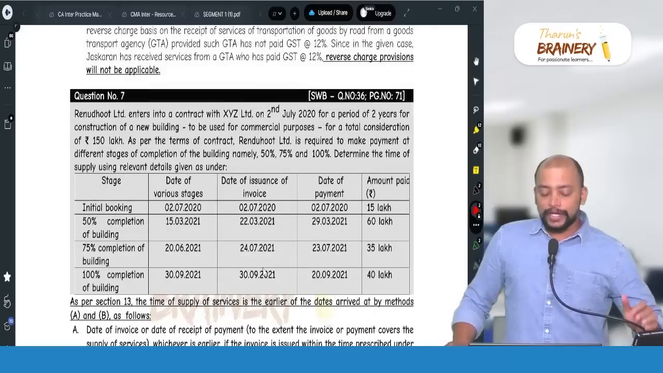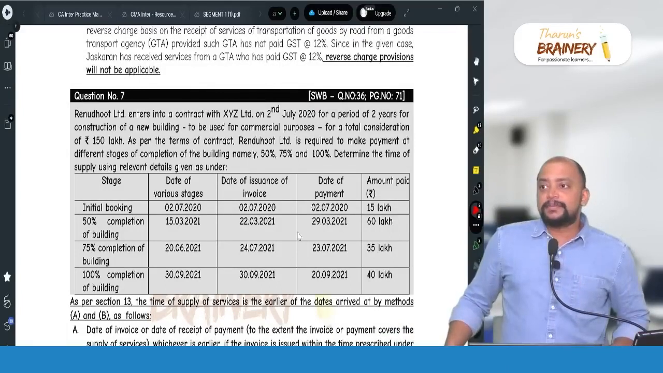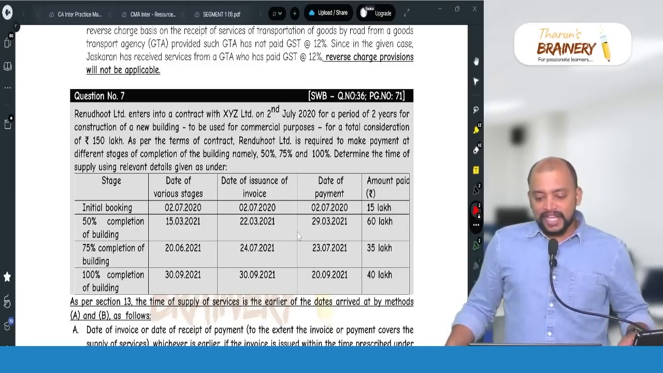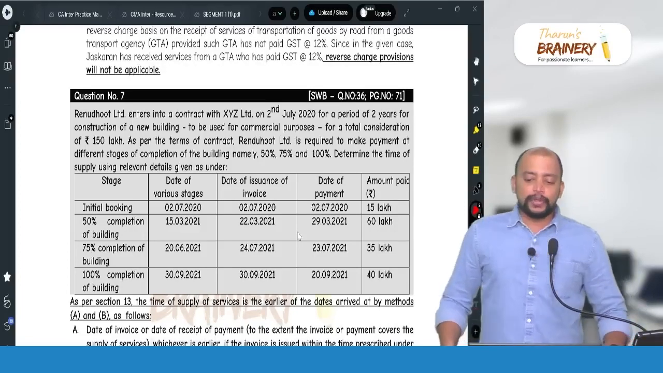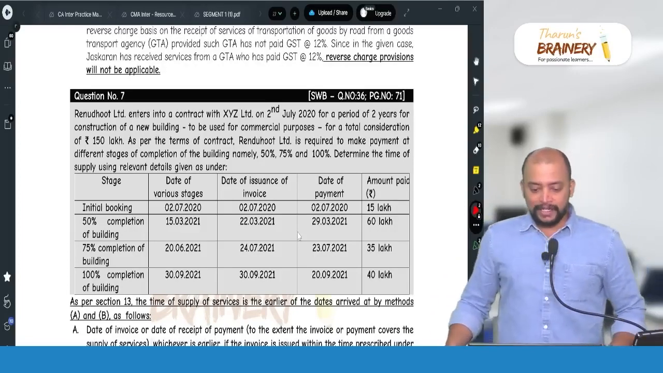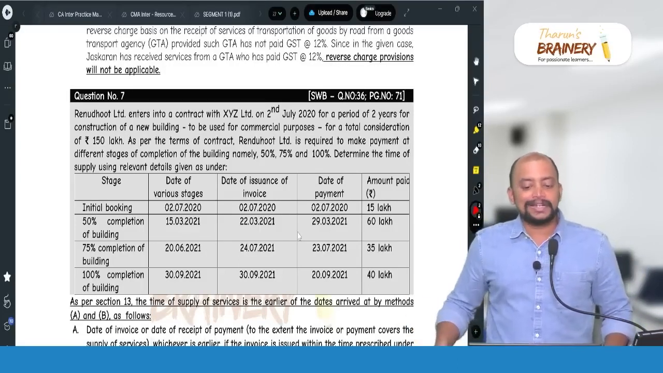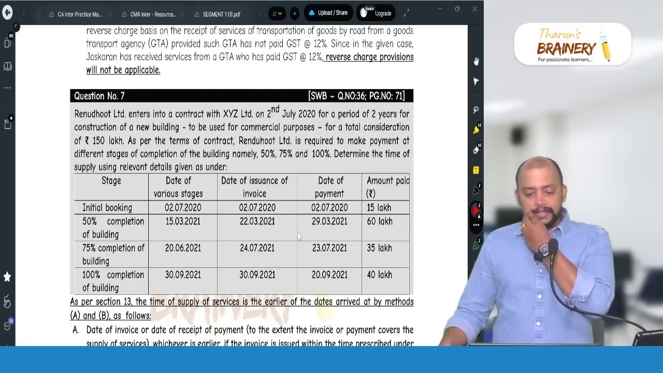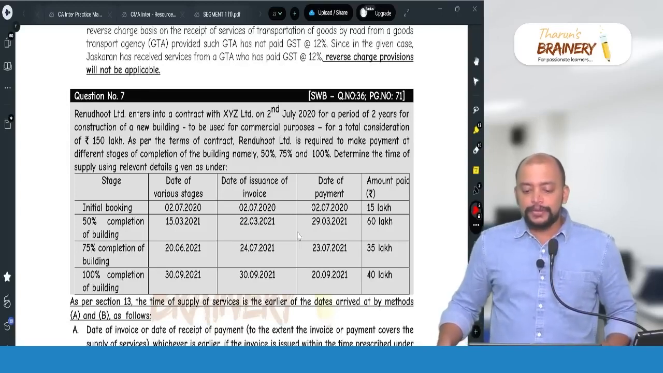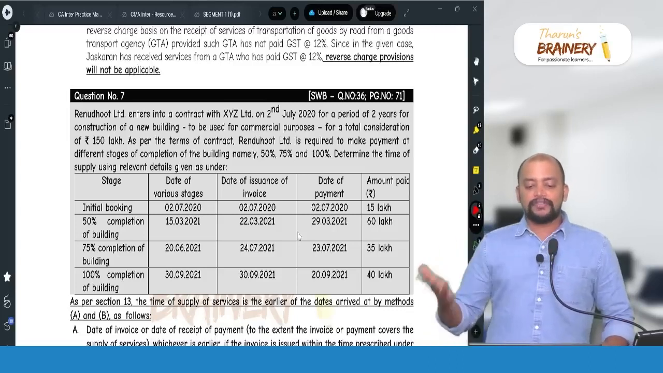That's why. Looking into question number 7. This is on your page number 71. Renudut Limited enters into a contract with XYZ Limited on 2nd July 2020 for a period of 2 years for construction of a new building to be used for commercial purpose for a total consideration of rupees 150 lakhs. As per the terms of the contract, Renudut Limited is required to make payment at different stages of completion of the building.